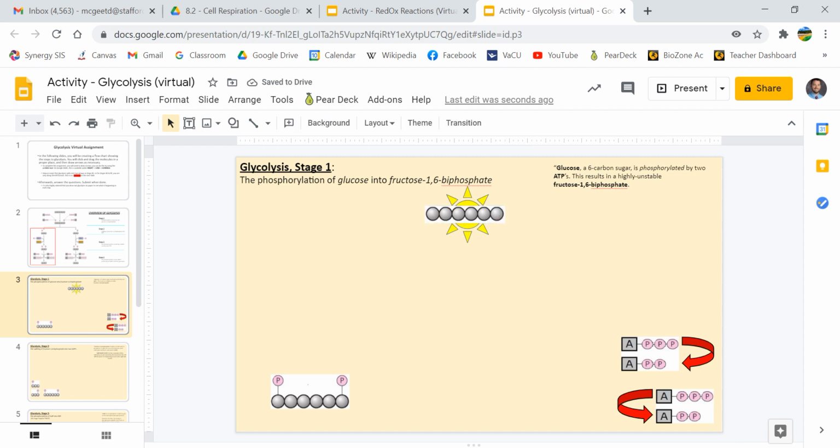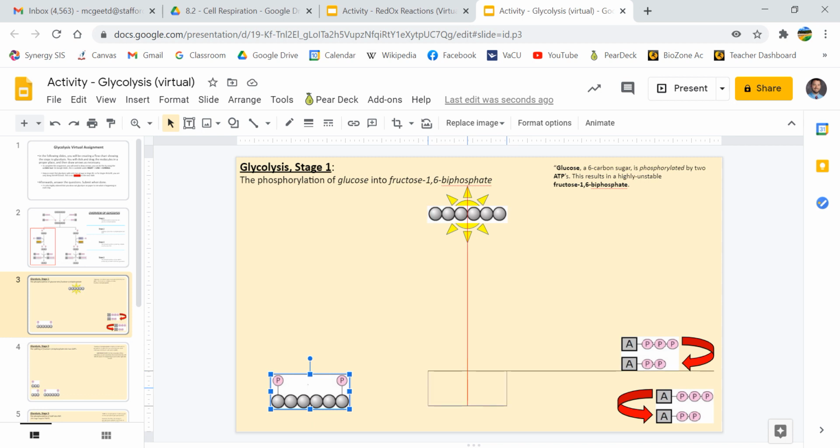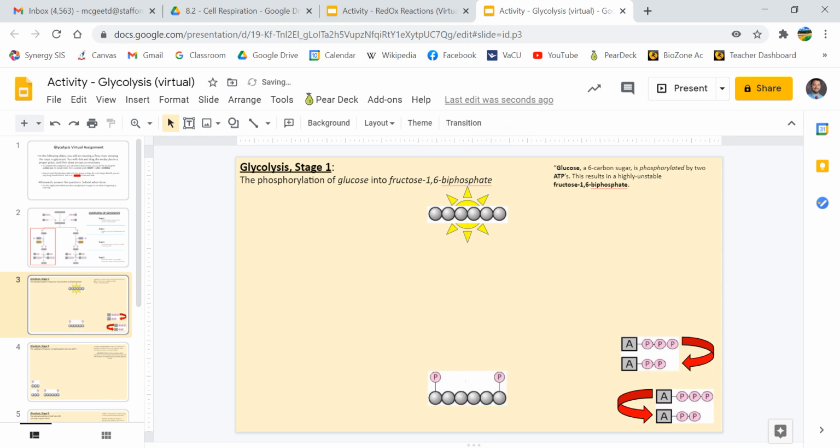Glucose has all the energy, and it came from photosynthesis. And with all that energy, we're going to strip the energy off of it and oxidize glucose. And we're going to turn this into fructose 1,6-bisphosphate down here. Okay. First step, what we're going to do to destabilize this is add phosphates to it.